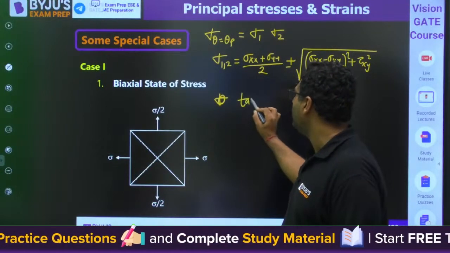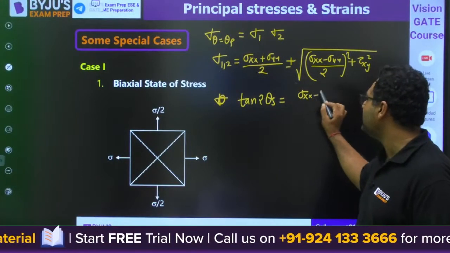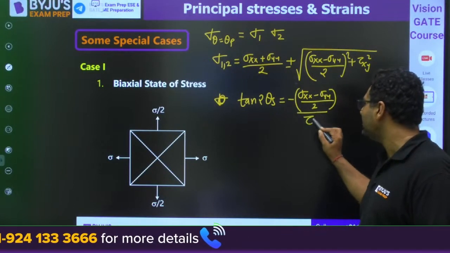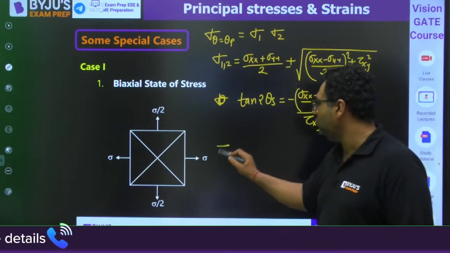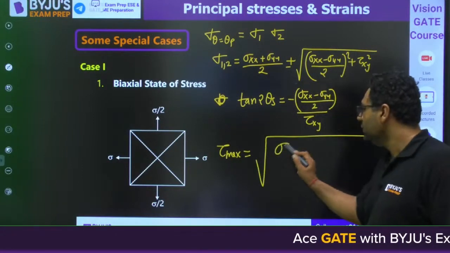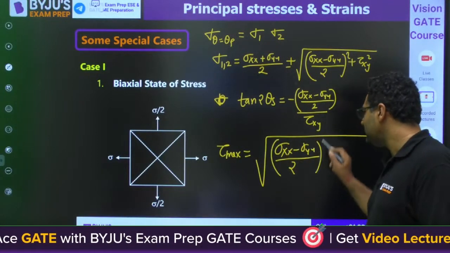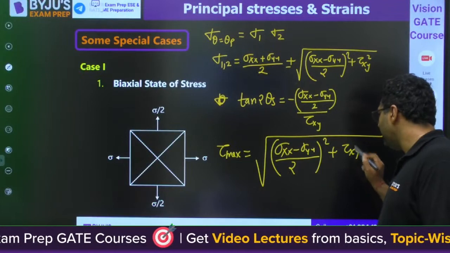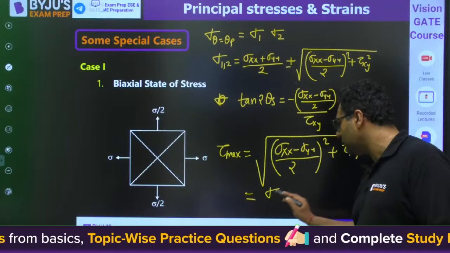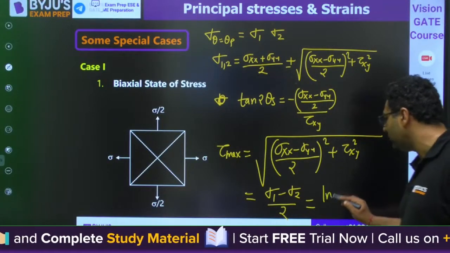Similarly, when you go for the plane of maximum shear, you will get tan 2 theta s equals minus (sigma xx minus sigma yy by 2) divided by tau xy. Then you will get the value of maximum shear stress, which will come out to be equal to square root of (sigma xx minus sigma yy by 2) whole squared plus tau xy whole squared. And my dear, similarly, you can write tau max also as sigma 1 minus sigma 2 by 2, which is also known as in-plane maximum shear stress.